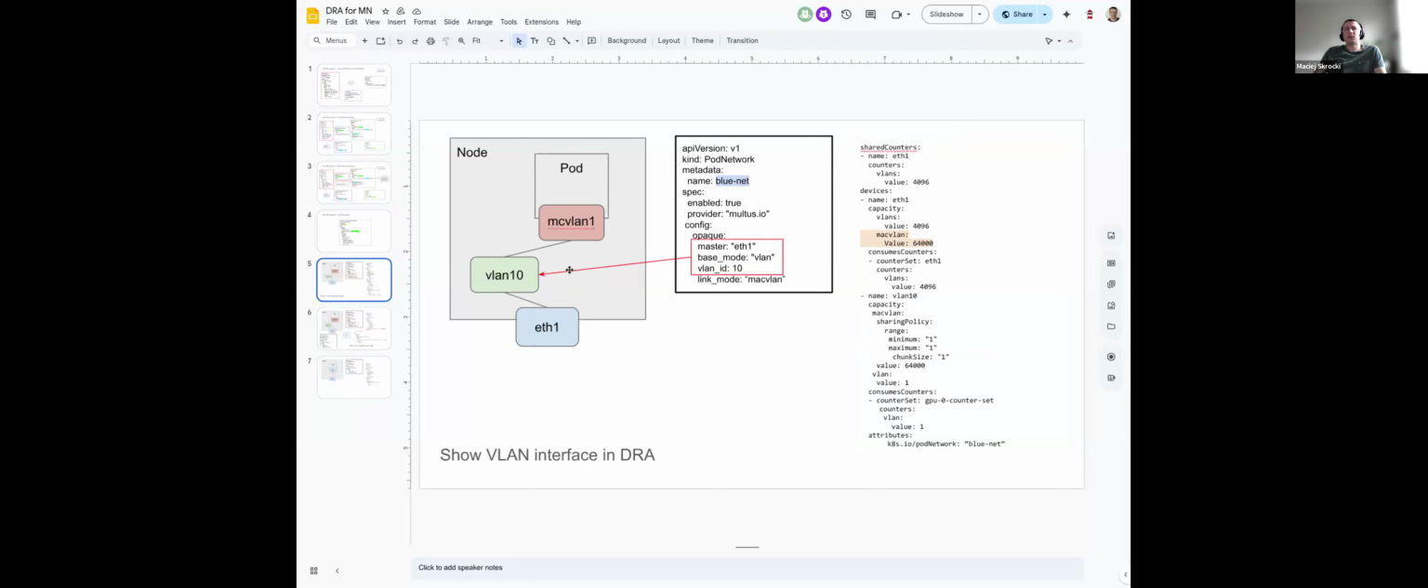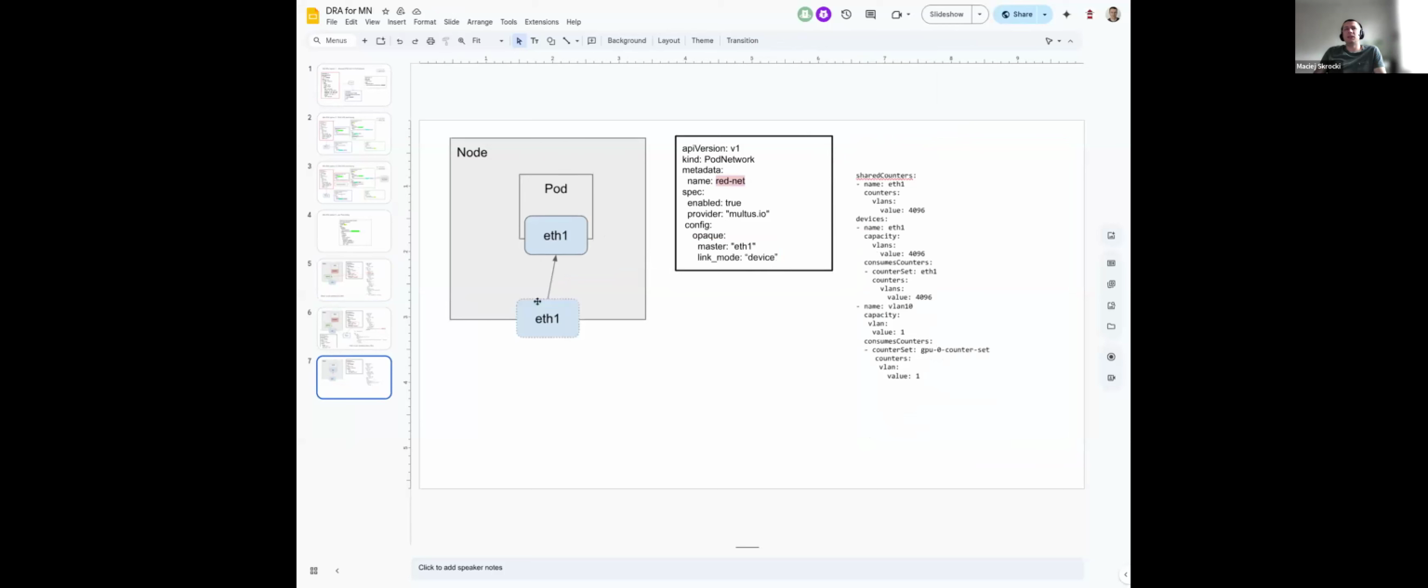If I do that on the specific node, and I have at least one pod using this mode, I should not be able to do the other mode. Okay, so after you have that mode, you should not be able to use ETH1 as a whole device, right? Right.